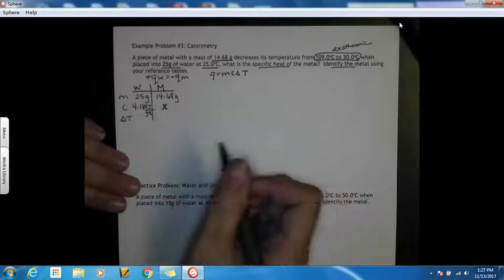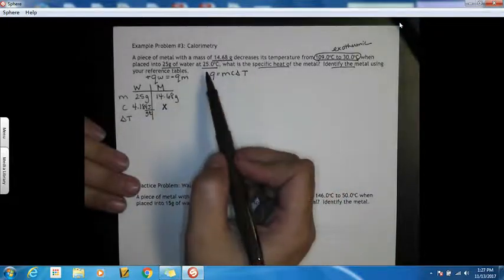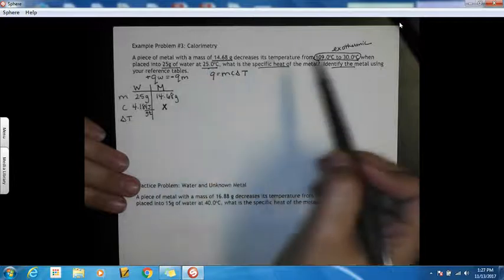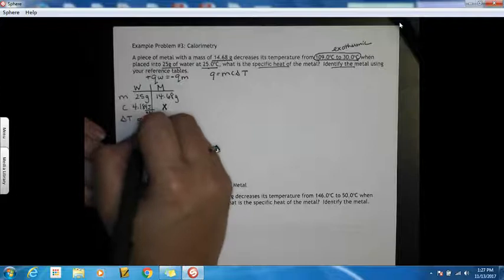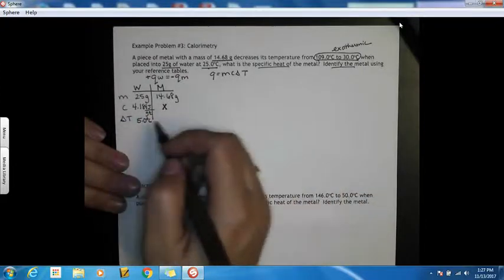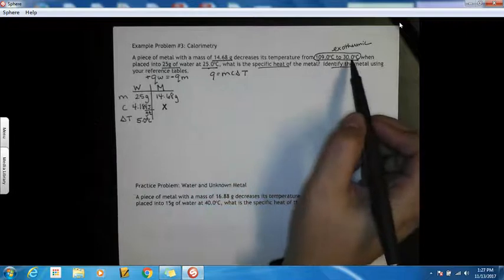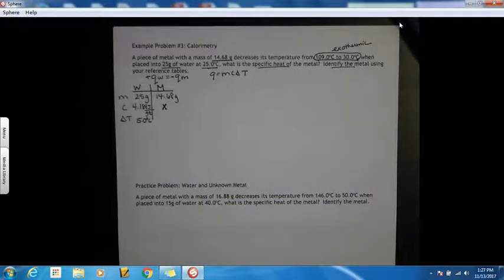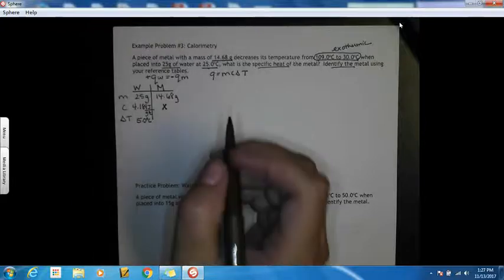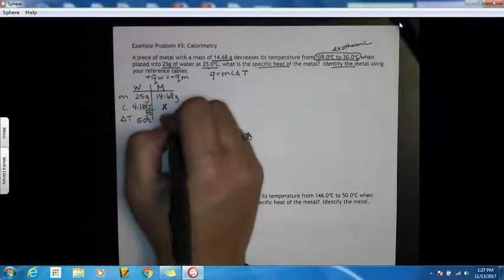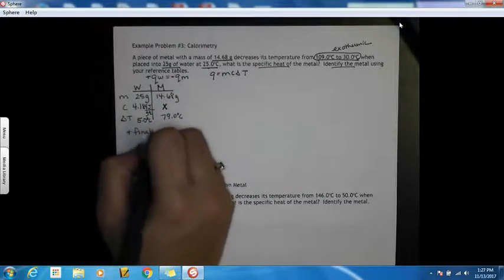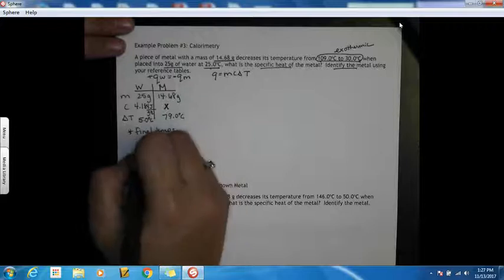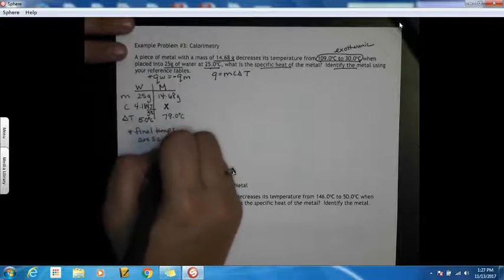And then delta T is final minus initial. So our water starts out at 25, but it goes up to 30, right? So our delta T here is 5. And then our metal went from 109 down to 30, and so that's a change of 79. Again, the final temperatures are the same. Okay? Don't forget your final temperatures are the same.